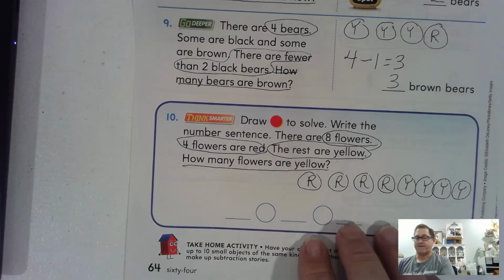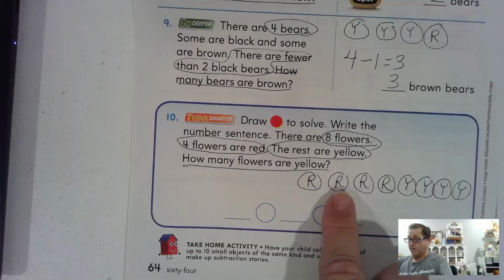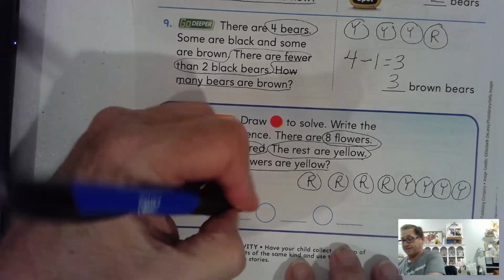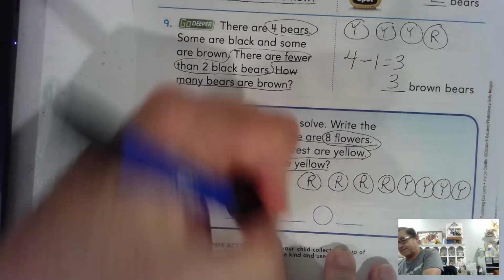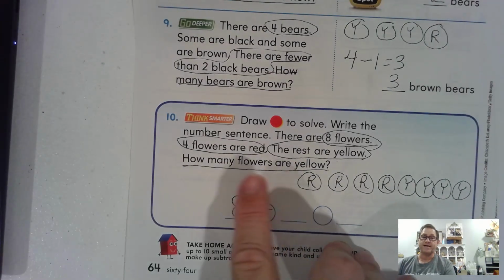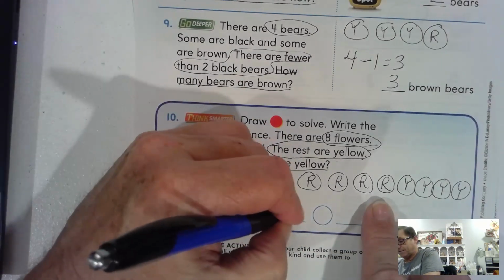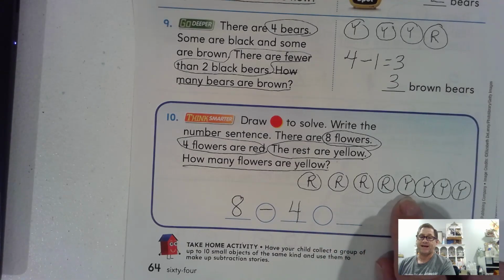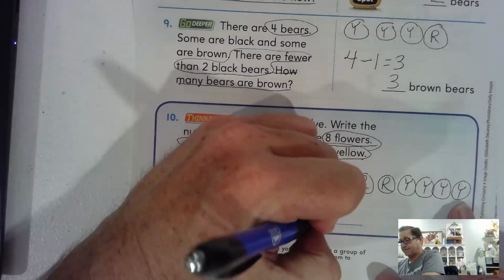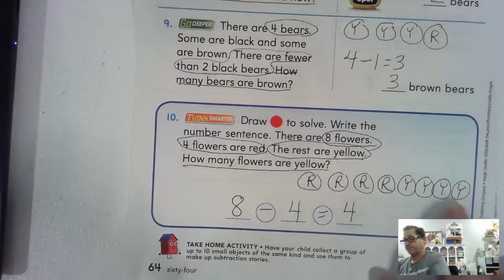So what does this subtraction problem look like? We had 1, 2, 3, 4, 5, 6, 7, 8 total flowers. Our whole number is 8. We're taking away one of the parts. We're taking away the part they told us. 4 of the flowers were red. So we're going to take away 4 from the total, and that left us how many? The remaining part is yellow. 4.